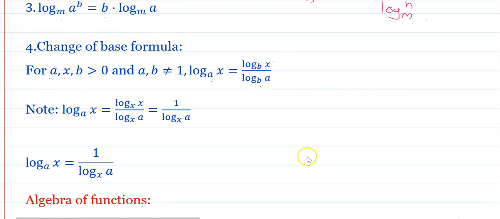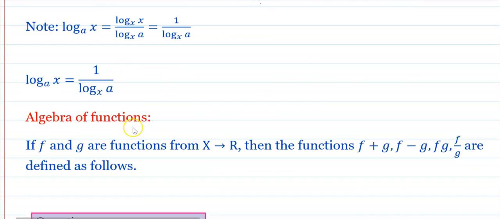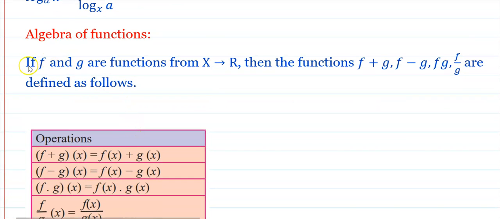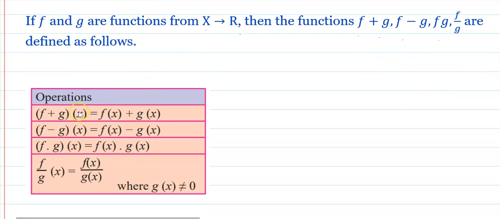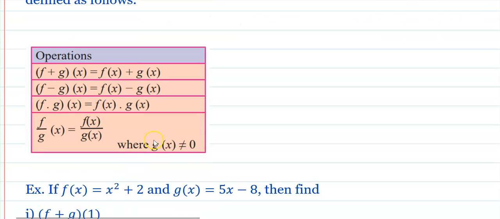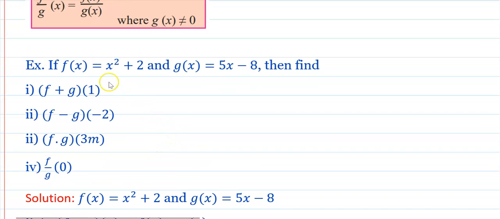Now the next, algebra of functions. If f and g are functions from X to R, then f plus g, f minus g, f into g, f upon g are defined as follows. In bracket, f plus g of x is equal to f of x plus g of x. In bracket, f minus g of x is equal to f of x minus g of x. In bracket, f into g of x is equal to f of x into g of x. f upon g of x is equal to f of x upon g of x. This is very simple.